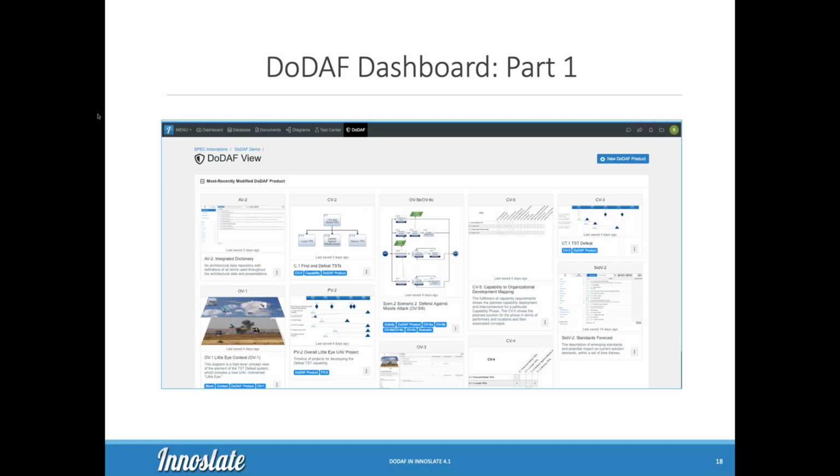If you're starting from scratch, you just start with that new DoDAF product button at the top right, and then you can select the product type you want, and it'll put you in the correct diagram type that we use for that purpose.